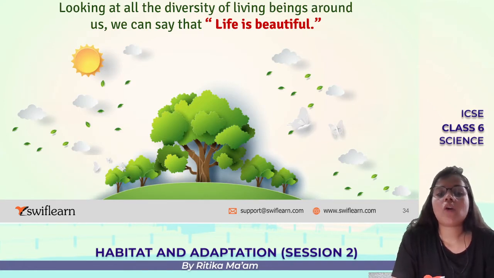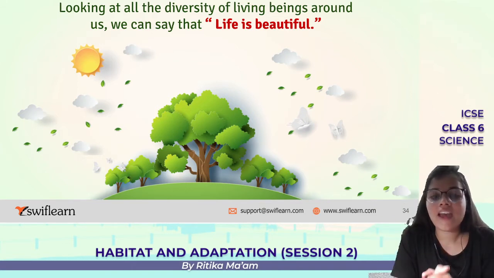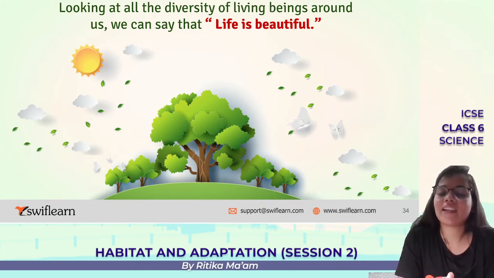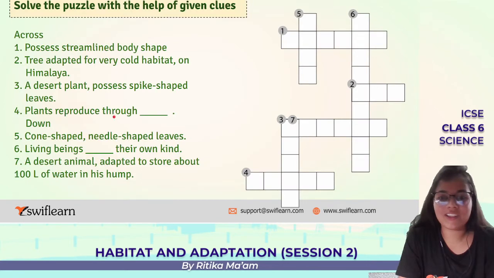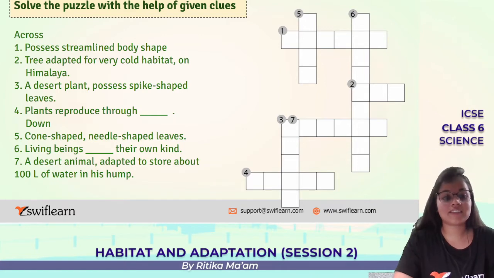Now, looking at all the diversity of living beings around us, we can say that life is beautiful. We have many types of habitats, and every habitat has its own beauty, and that is why we can all say that life is beautiful. Now, let us do some exercises to see the things that we have covered in today's class. So let's start with a puzzle.